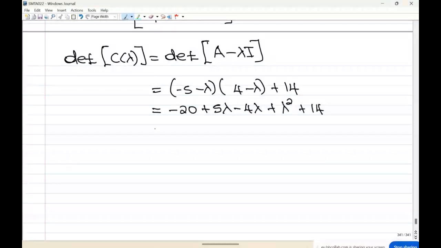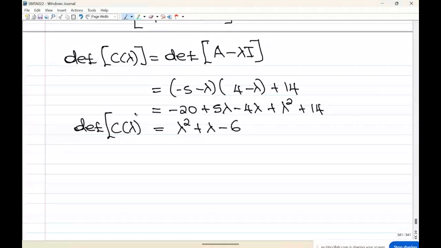Then it's the same as lambda squared plus lambda, and then what is minus 20 plus 14? What is the answer? Minus 6. Remember, the answer for this is the same as the determinant of this C of this lambda.